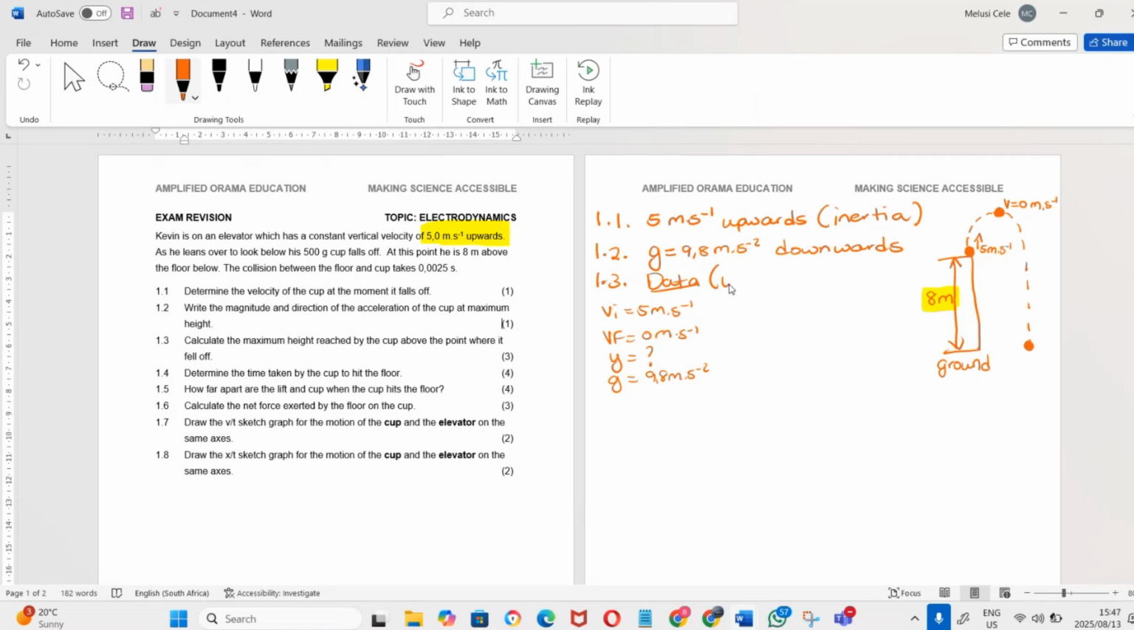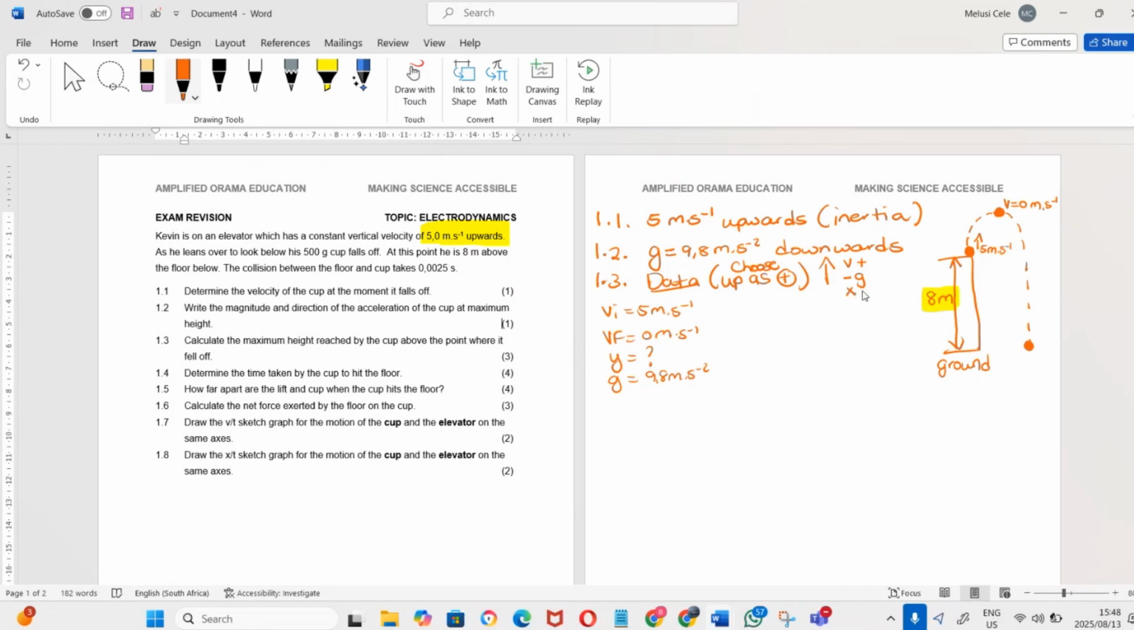So I'm going to choose up as positive. And if I choose up as positive, if the object is moving upwards, then my velocity in these equations of motion should be substituted as positive. My value of acceleration, or value of g, must be substituted as negative. That is very, very important. And obviously, my displacement when the object is going upwards should be represented as positive.